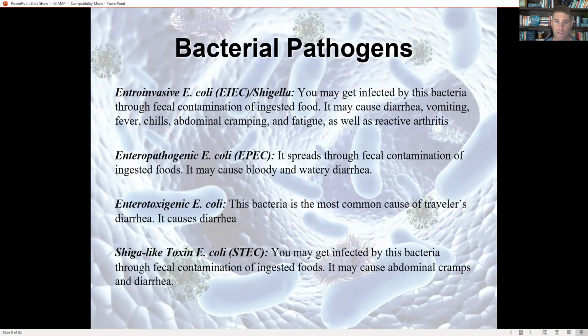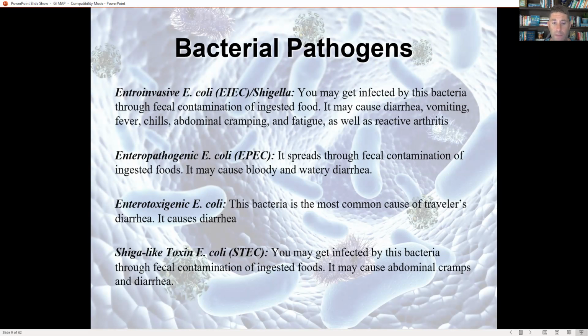Enteroinvasive, again, invasive in there, E. coli or Shigella. You can get infected with that bacteria through fecal contamination of ingested food. Again, it can cause diarrhea, vomiting, fever, chills, abdominal cramping, and fatigue, as well as reactive arthritis.